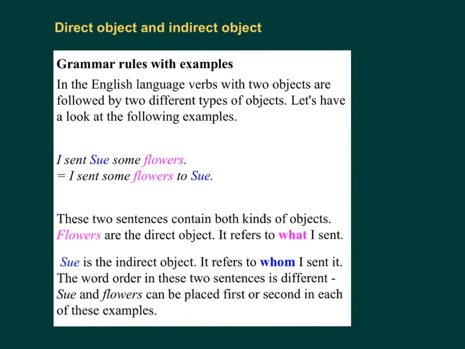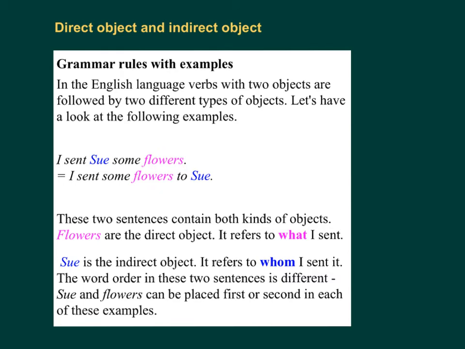Let us look at the grammar rules of direct object and indirect object. In the English language, verbs with two objects are followed by two different types of objects. Let's have a look at the following example. I sent Sue some flowers is the same as I sent some flowers to Sue. These two sentences contain both kinds of object.